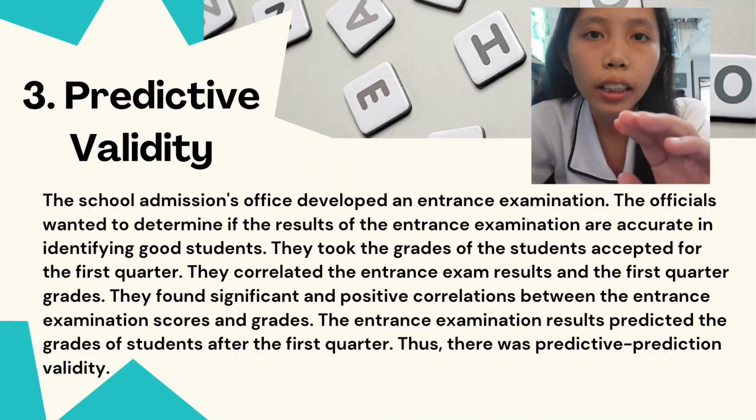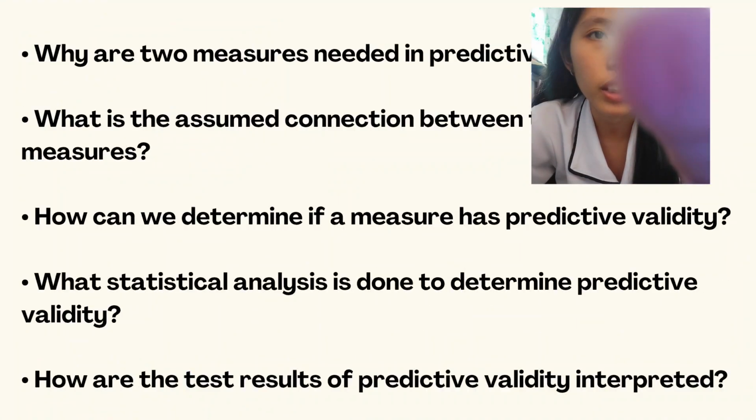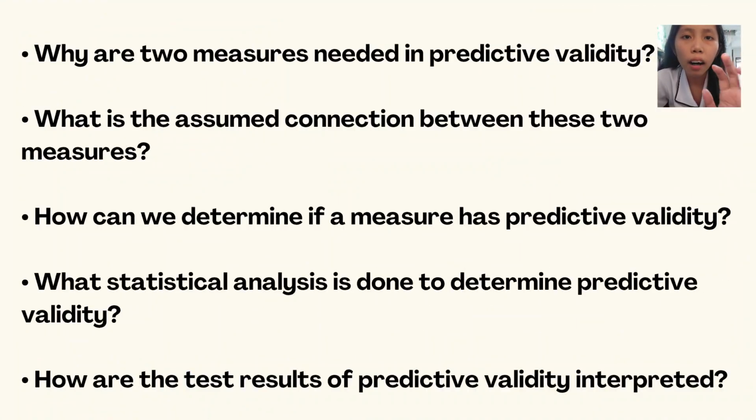So here, meron tayo ditong question. Sabi niya, why are two measures needed in predictive validity? So, here's the answer. Kailangan ng predictive measure na yon, or yung mismong entrance test, at criterion measure, or yung hinahanap na resulta tulad ng sa first quarter grades, para makita kung tama ba yung hula nung unang test.